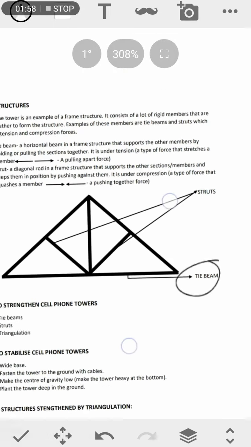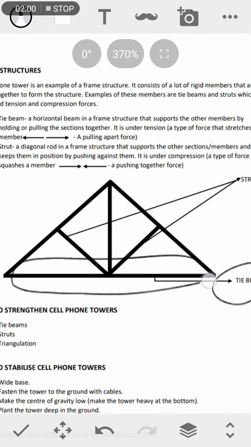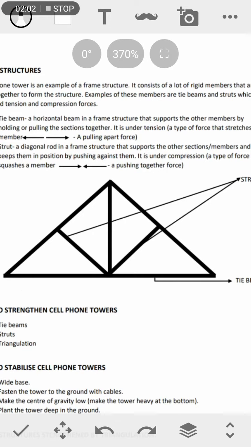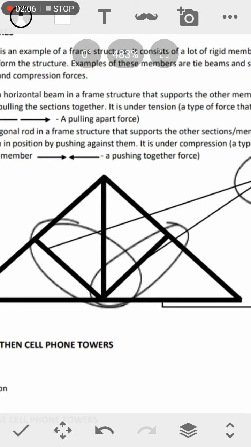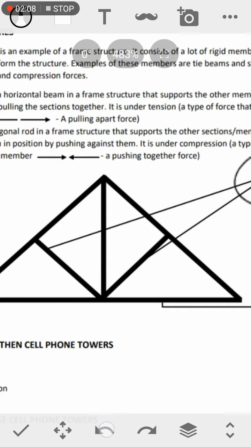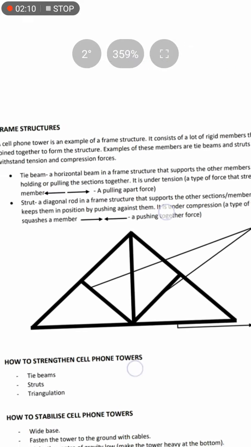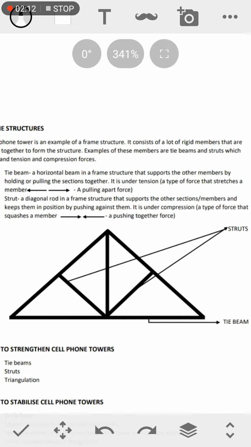So here we have a tie beam, right? This is a tie beam, this beam here at the bottom, and our struts are here, okay? These diagonal lines here. Okay, let's discuss what these are.